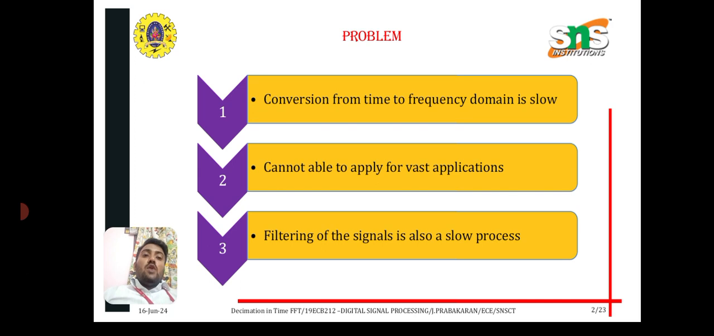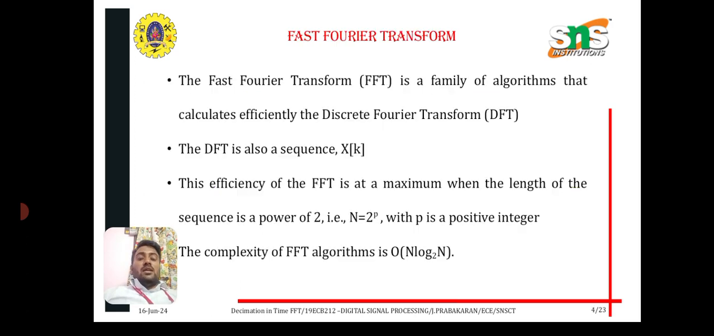To overcome these three problems, we are using fast Fourier transform. The first problem is that conversion from time domain to frequency domain is slow, the second problem is that it cannot be applied to vast applications, and the third problem is that filtering of the signals is also a slow process. To overcome these three problems, we are using fast Fourier transform.